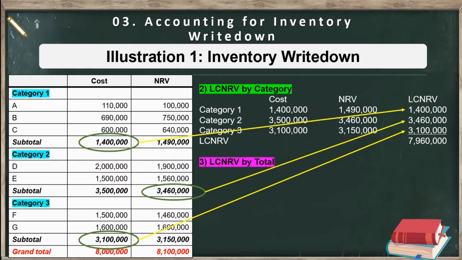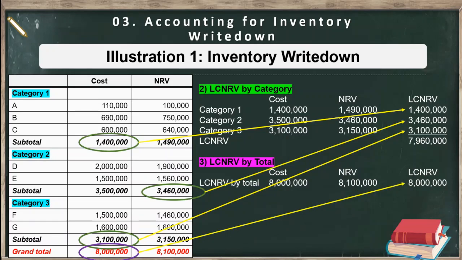If we're going to use the total, by total, the determination of the LCNRV, then we're going to choose the lower total, which is 8 million under cost. So therefore, the valuation of the inventory would be 8 million. So it depends on what is the specific LCNRV that will be used by the company. Is it by item? Is it by category? Or is it in total? Or some other groupings that are acceptable or allowable by PAS 2?